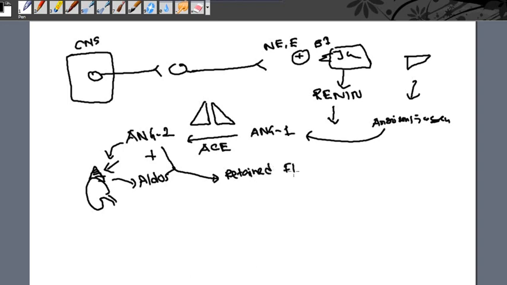They retain fluid from the kidney, and when they retain fluid, this leads to increase in blood volume, and this leads to increase in blood pressure. So these are the various mechanisms of how the stimulation of beta 1 receptor by endogenous epinephrine and norepinephrine will lead to increase in blood pressure. Now let's see how the beta blocker acts to reduce the blood pressure, right?